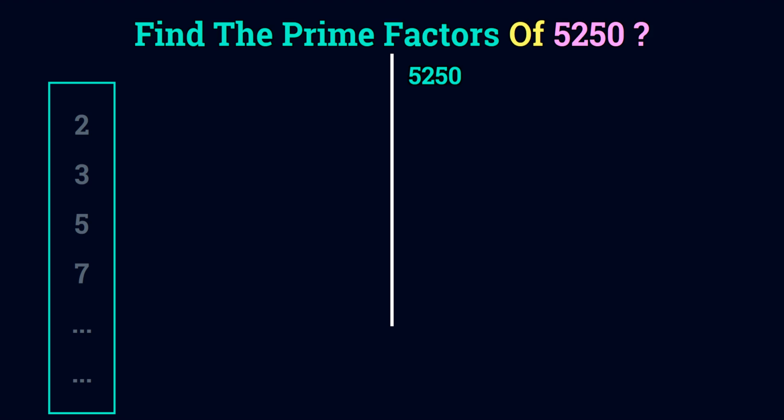Dividing 5250 by 2, which equals 2625. So 5250 divided by 2 equals 2625.